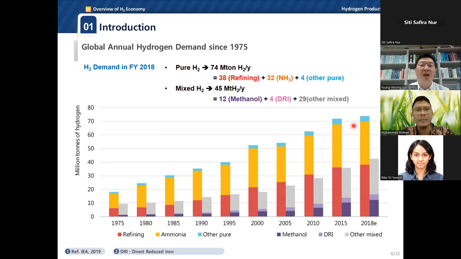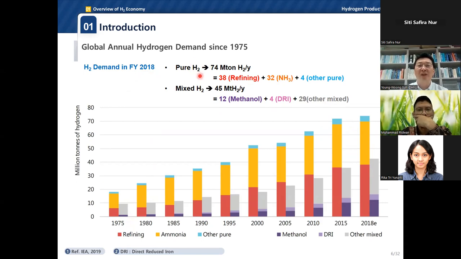And here is the hydrogen demand in the fiscal year of 2018. You can see the hydrogen demand is continuously increasing over this year. So right now we are using two types of hydrogen.